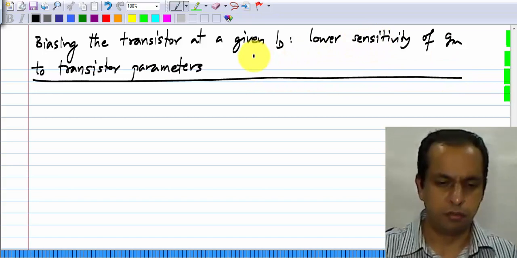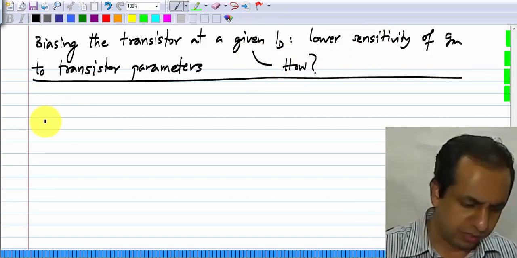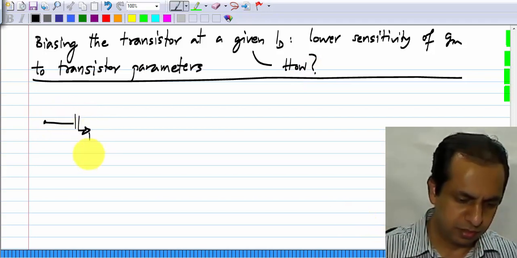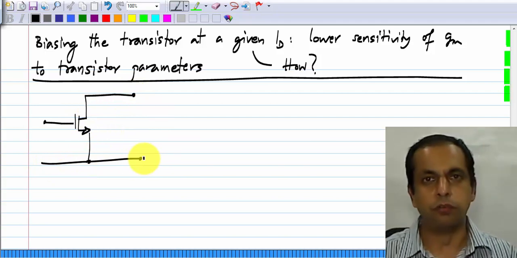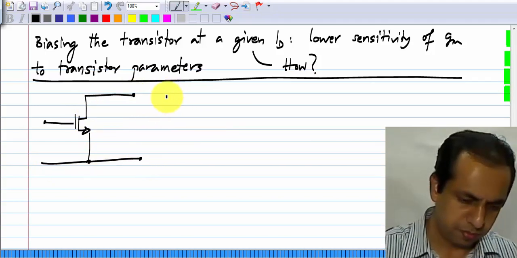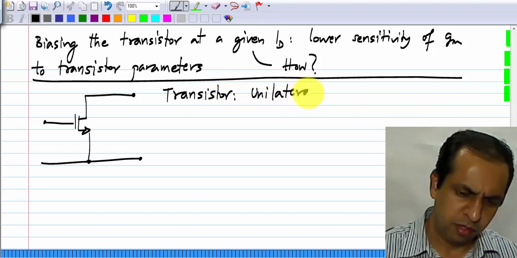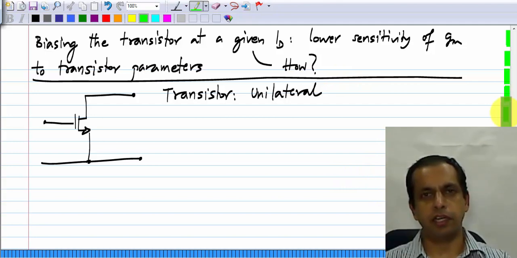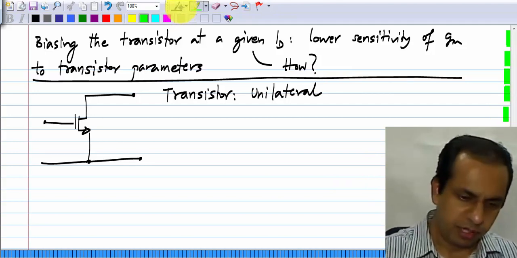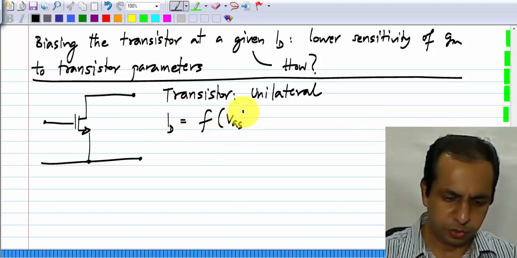This is correct, but how do we do this? The point is that the transistor is a unilateral device. Okay. This, by the way, is true of all the control sources and so on. What does it really mean? For now, let us ignore the slight dependence of drain current on the drain source voltage. Okay. So, we can safely say that ID depends only on the gate source voltage.